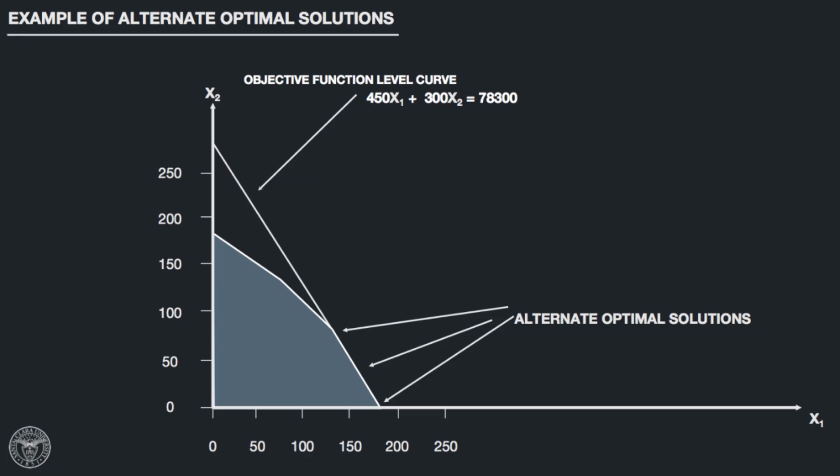As we can see in this graph, the level line of the objective function will touch the entire edge of the feasible solution area. So in this case, the line from the first extreme point to the second one will be the optimal solution for this linear programming model. All these optimal solutions give you the same objective function value. We call them alternate optimal solutions. Sometimes we also call them multiple optimal solutions.